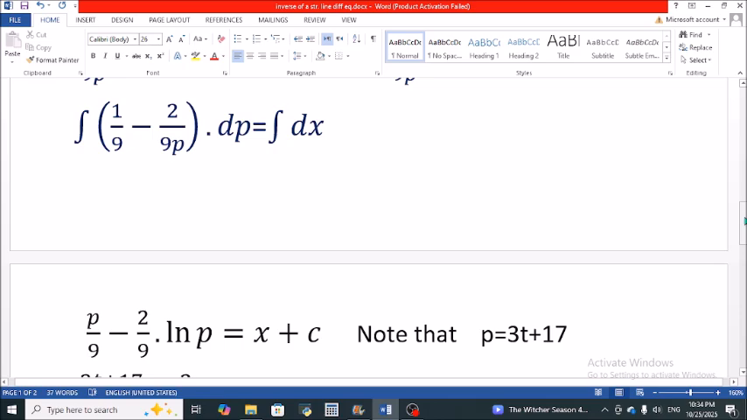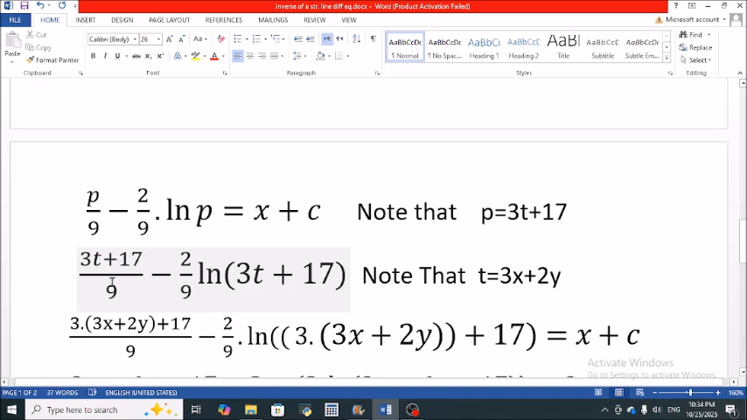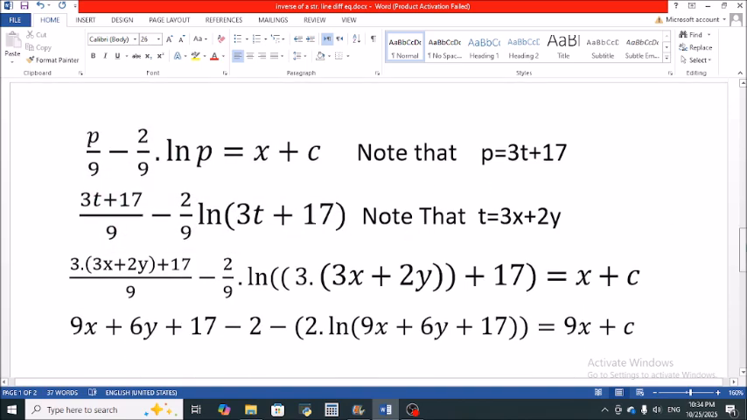So we resubstitute first, as I said, backwise, to get the relation between p and t and then the relation between t and x and y. First of all, we should remember that we assumed that p equals 3t plus 17. So here we have p over 9, that's 3t plus 17 over 9, minus 2 over 9 ln of 3t plus 17. And backwise once more, we resubstitute backwards to t in terms of x, y.